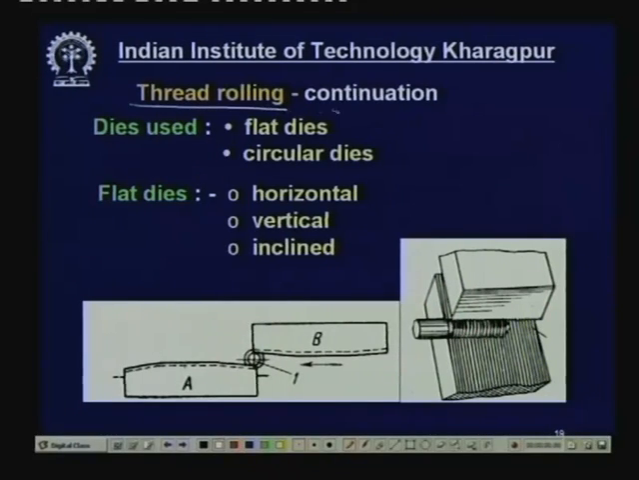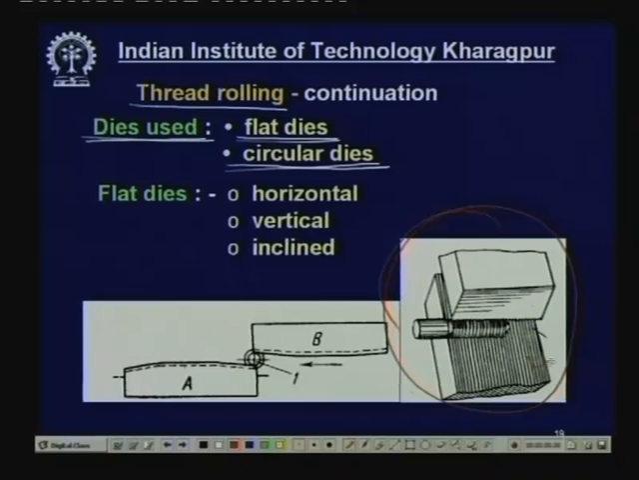Thread rolling is done by dies. Now, flat dies or circular dies, there are two kinds: flat dies and circular dies. What is the principle? Here you can see the principle, this shows the principle of thread rolling.